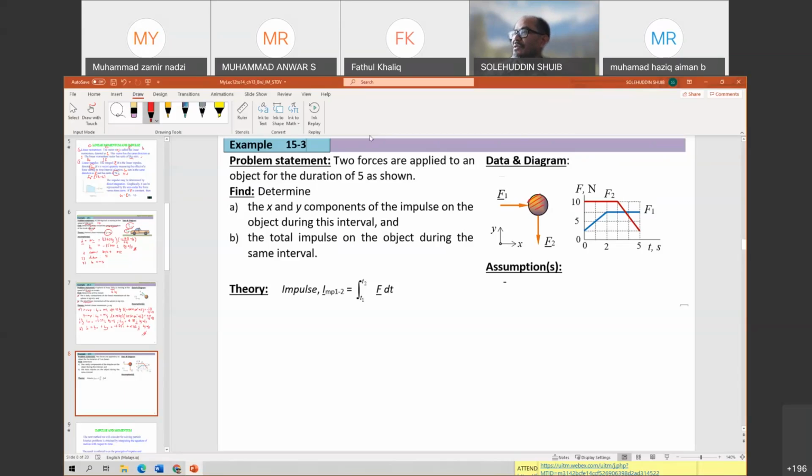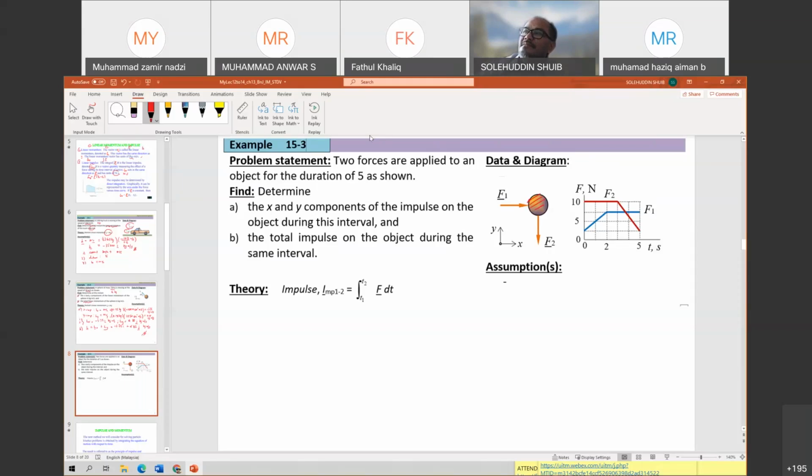And then for F2, you have from 0 to 3 seconds constant, and then it starts decreasing from 3 seconds to 5 seconds. All right. And then this is F1 and F2. And then we have the datum here.